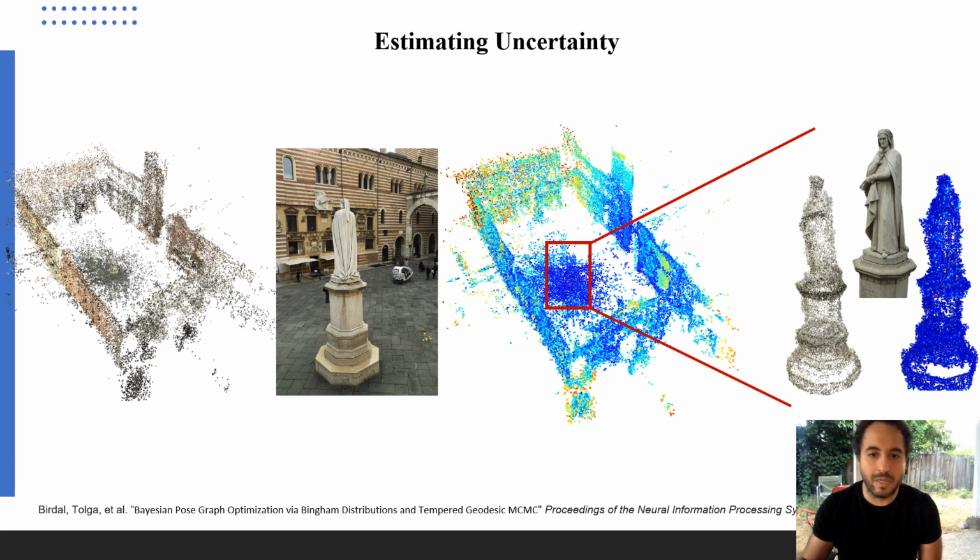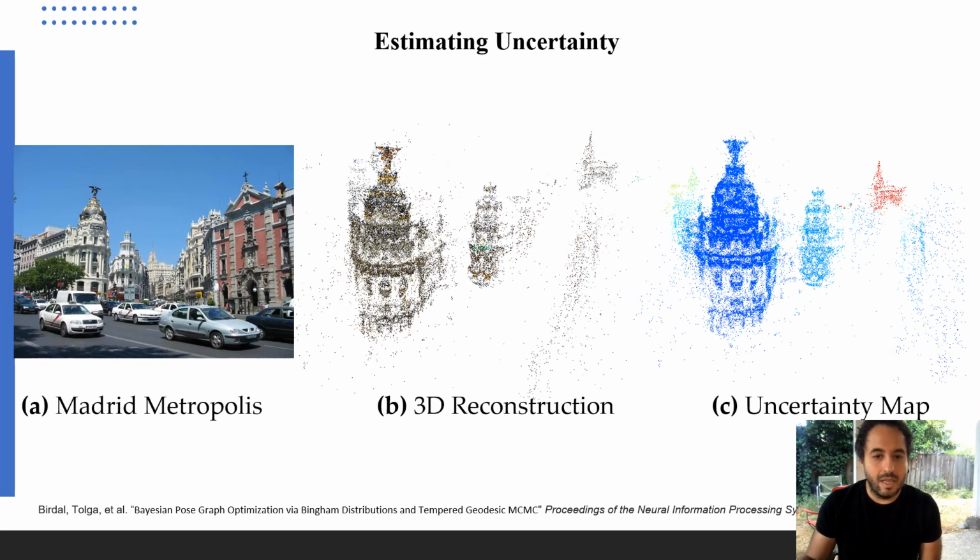Now we could assemble a color map here, where red corresponds to high uncertainty, and blue corresponds to low uncertainty, and this uncertainty we estimate from the covariance matrix built by the samples. And applying the same procedure to Metropolis, we can identify that distant structures, which are hard to triangulate, are more uncertain, whereas the structure that is close to us is more confident.